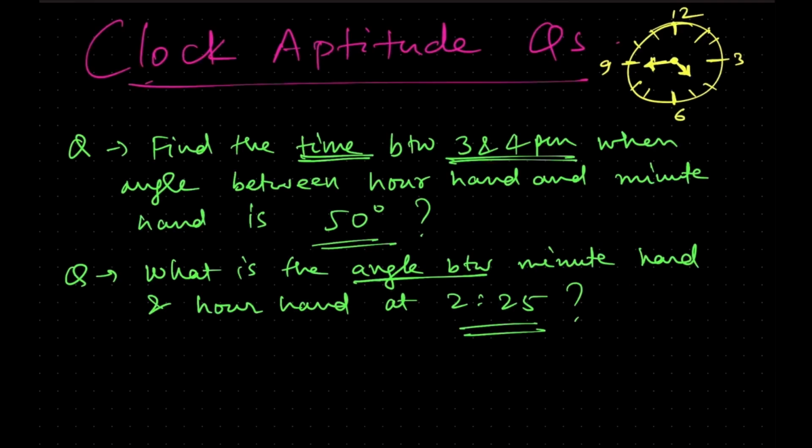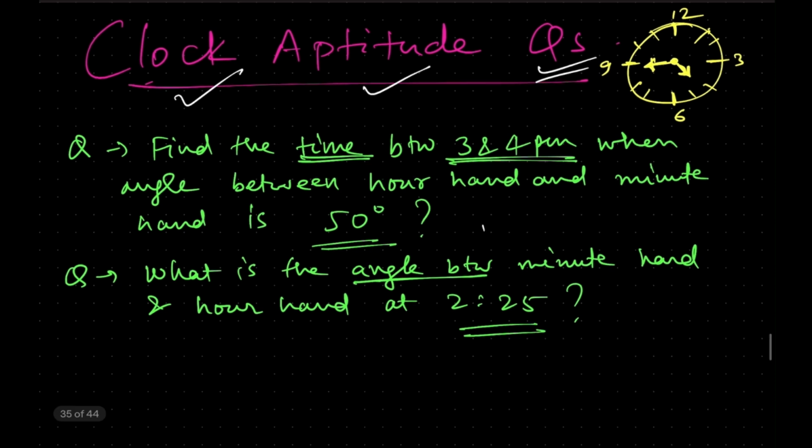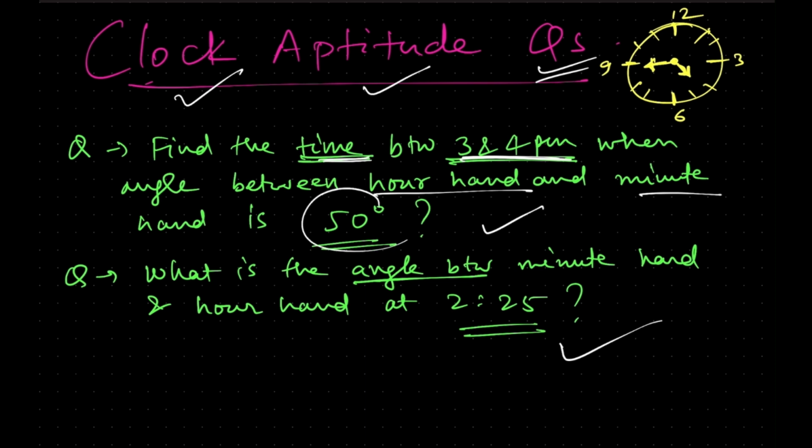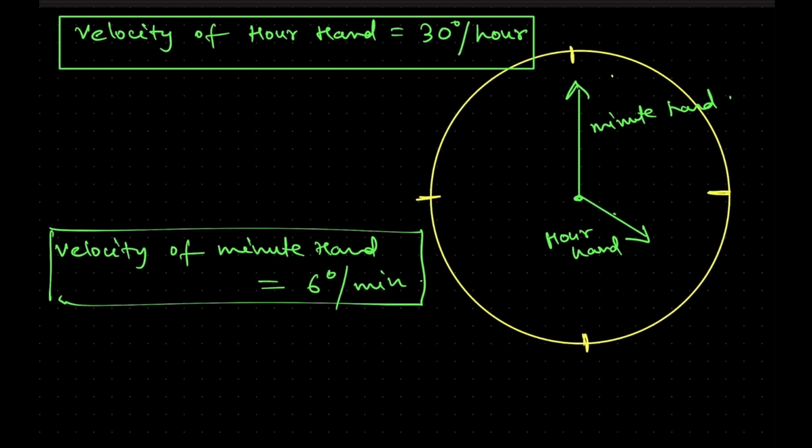Thank you. Let's see how to solve the clock aptitude questions. You have seen these types of questions in reasoning exams, like: find the time between 3 and 4 p.m. when the angle between the hour hand and minute hand is about 50 degrees, or the angle between the minute hand and hour hand at 2:25 p.m. or a.m. We will see how to deal with those questions. We will derive this to further make a formula for our questions.